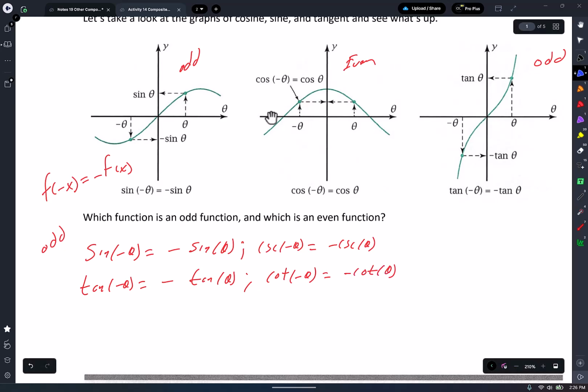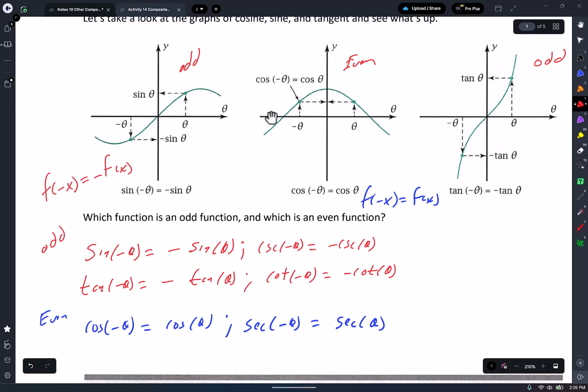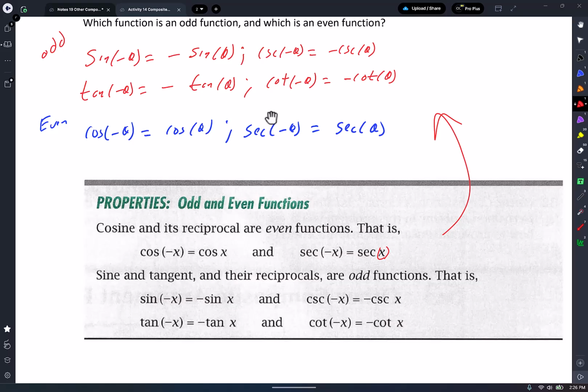And cosine's even. So an even function follows this property, f of negative x equals f of x. So that means cosine of negative theta equals cosine theta. And if cosine's even, that means its reciprocal is also even. So secant of negative theta is equal to secant of theta. Nothing crazy, right? Okay. All right, so there it is. This is just reiterating what we just did over there. It just has the argument x instead of theta. But it's the same thing. No big deal.